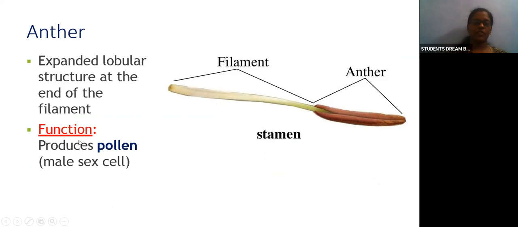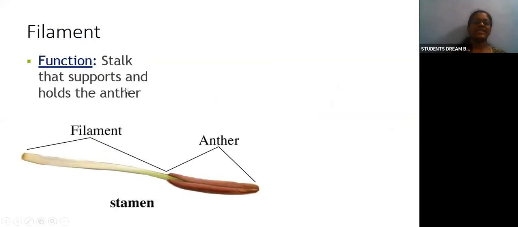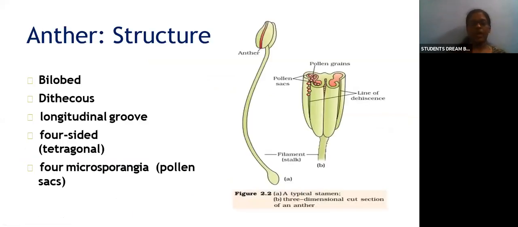So what is its function? Its main function is to produce the pollens, which are the male sex cells. What is a filament? It is a stalk that supports the anther. The stalk which supports and holds the anther is called the filament. Clear? Now we'll see the structure of the anther in detail.